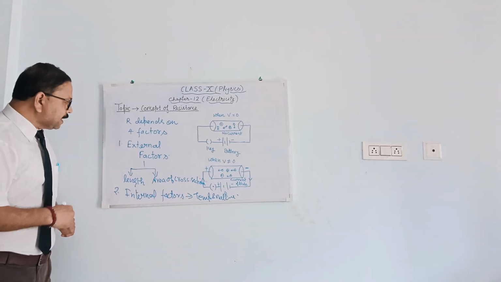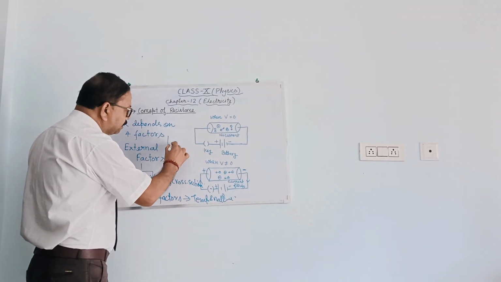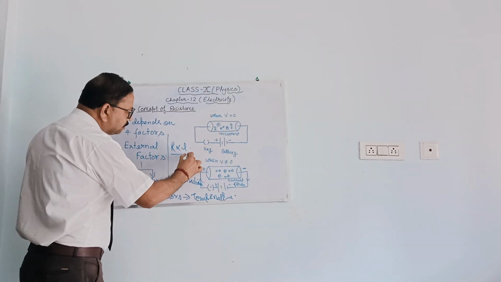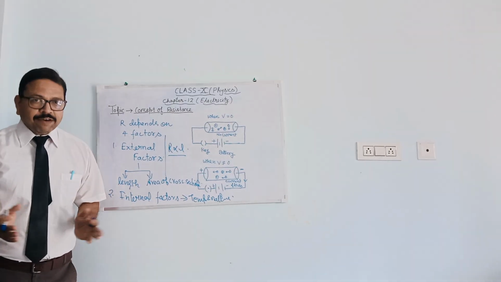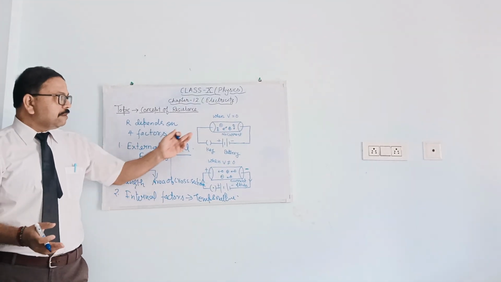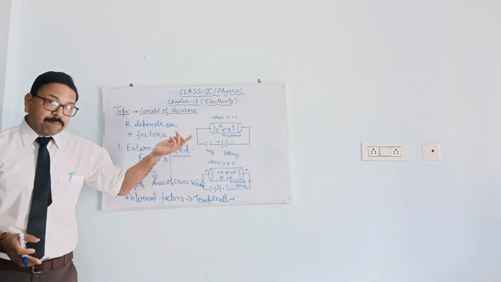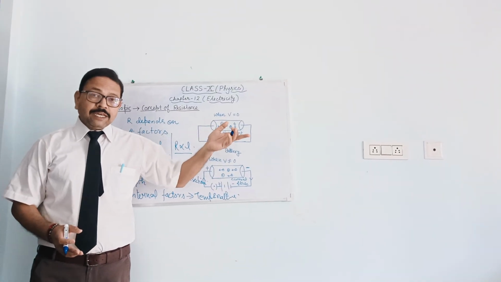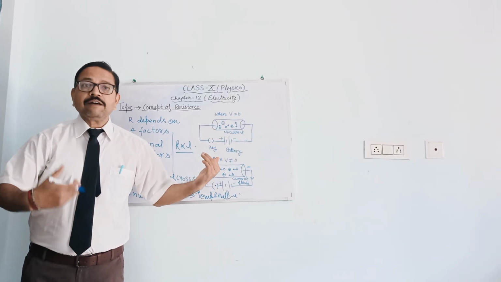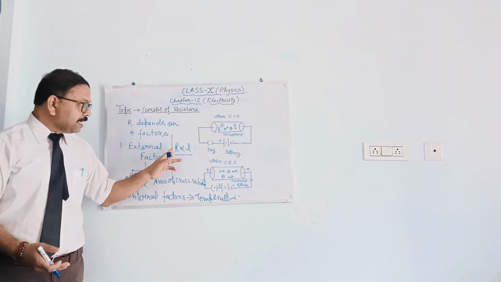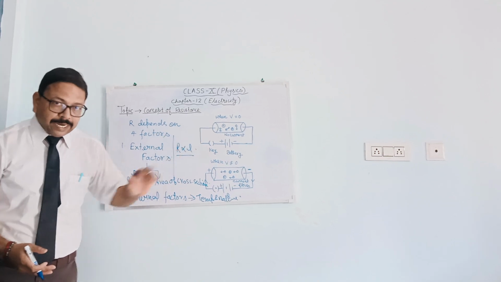Length. Resistance is directly proportional to length. More length, more resistance. Okay. Suppose that if the wire is longer, then the free electron has to move a longer path. Due to that, there will be a large number of collisions and so more production of heat. So in this way, resistance is directly proportional to length.